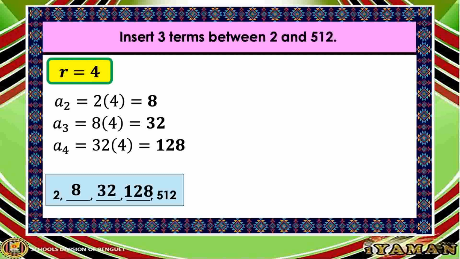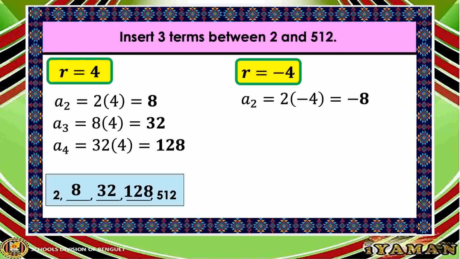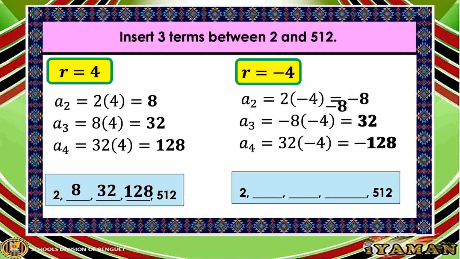If r is equal to negative 4, the second term will be negative 8, the third term will be positive 32, the fourth term will be negative 128. So if r is equal to negative 4, then the three geometric means between 2 and 512 are negative 8, 32, and negative 128. Get it? Let's try another one.